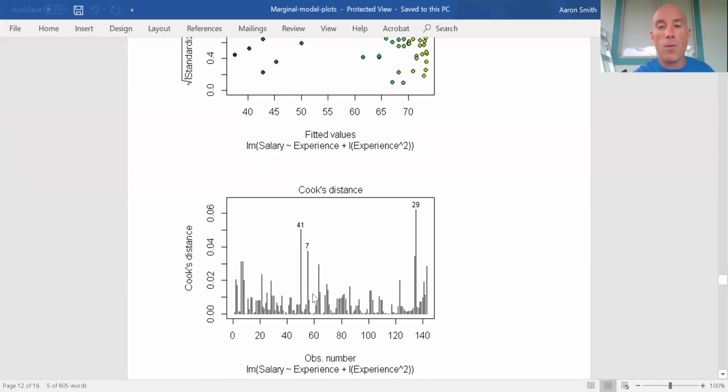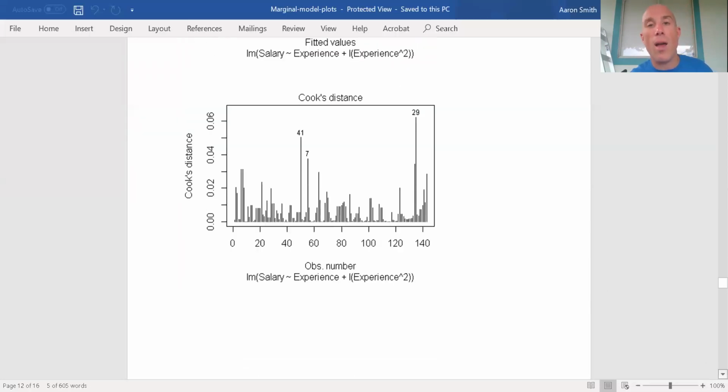Cook's distance. I can see that 29, 7, and 41 are the entries that stand out, and this will correspond to the original row order, because that's how the row names were established. But I'm not too worried about it because the model fits so well otherwise.